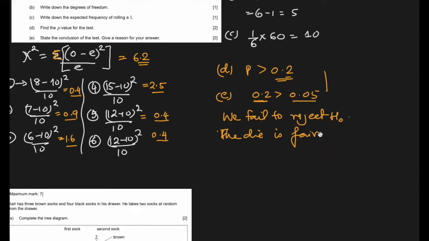Okie dokie, let's go to question number 4. This question number 4 talks about a tree diagram. Carl has 3 brown socks and 4 black socks in his drawer. He takes 2 socks at random from the drawer. Complete the tree diagram. Okay, so we'll complete it now, because there are 3 plus 4, 7, right? Can you see here? 3 out of 7 are brown. That's why it is here.